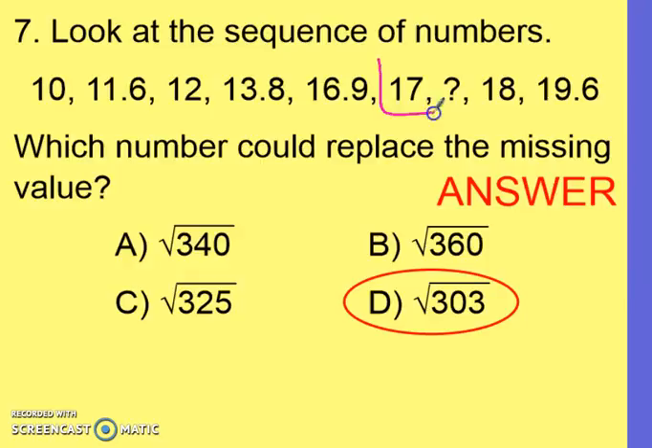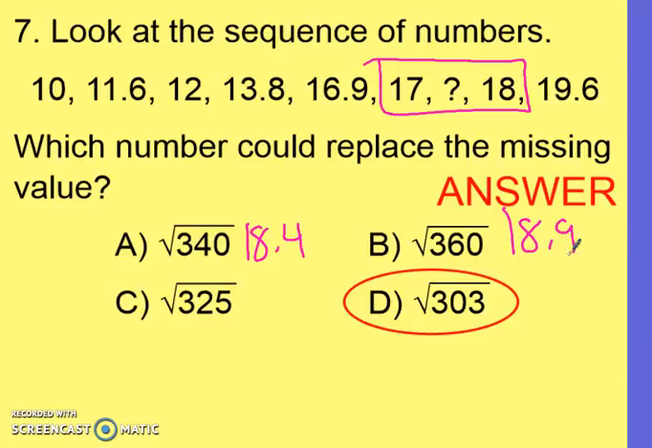All we're doing, guys, is looking to see what is in between 17 and 18. So if you try out all of these, the square root of 340 gives us 18.4. Nope, that's not in between those. Square root of 360 is 18.9, so nope. Square root of 325, 18.02, nope. And then finally, the square root of 303 is 17.4. So that one is in between 17 and 18.